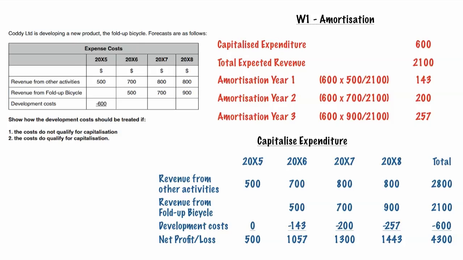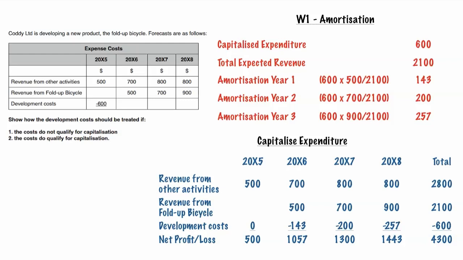But do note that the total profit will be exactly the same. We're just writing the 600 off over the term, the useful economic life of the product, rather than all in the first year. So that's really what the theory is behind this. You capitalise the expenditure to match it up to the revenue that you generate through the amortization later on.